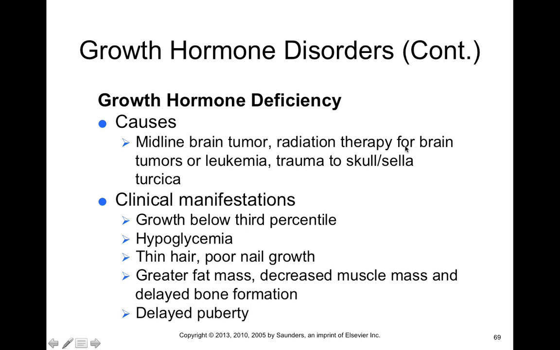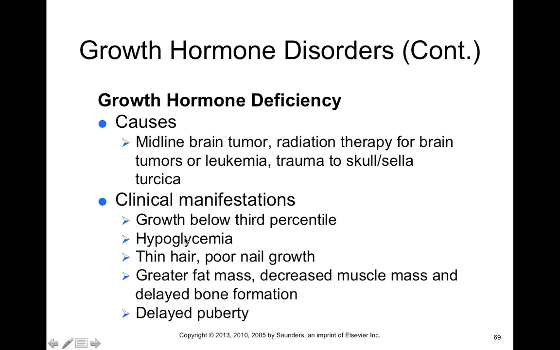Now, growth hormone deficiency can be caused by a midline brain tumor, which would affect the pituitary gland. It could also be caused by radiation or leukemia or trauma to the skull. Some clinical manifestations of growth hormone deficiency would be growth below the 3rd percentile. What this means, you guys, is that 97% of all other children are growing faster than that child. So this suggests that they're growing very slowly, and maybe their growth is actually going to be abnormal.